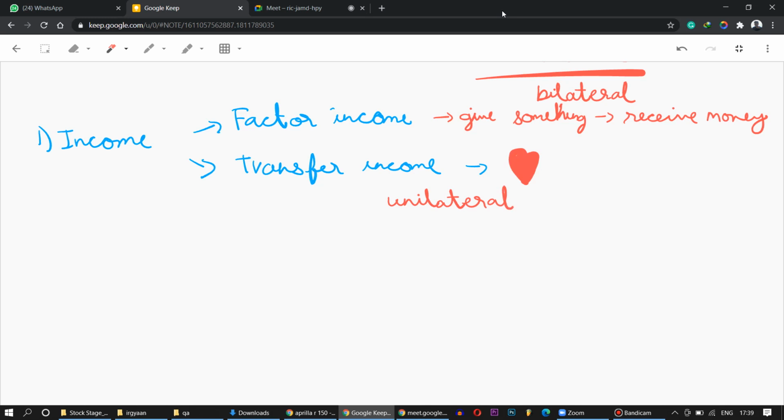The best way to identify and understand this is by examples. So without wasting time, let's understand some examples. Factor income. It is your factors. What are the factors? We have land, labor, entrepreneur and capital. So you get rent.